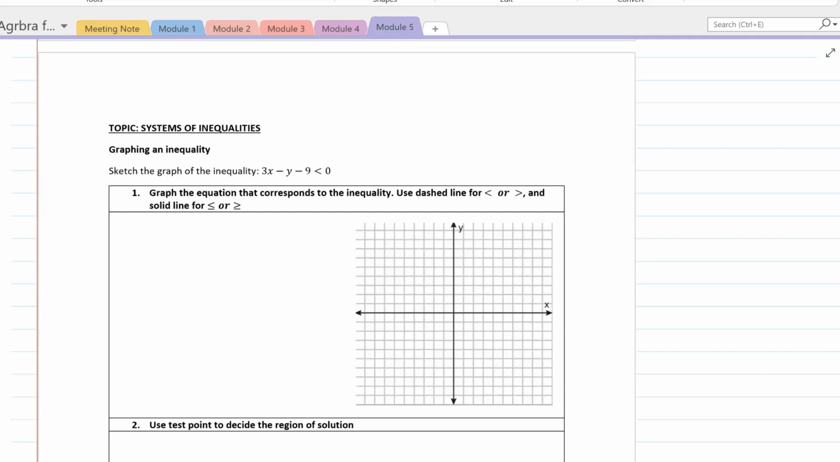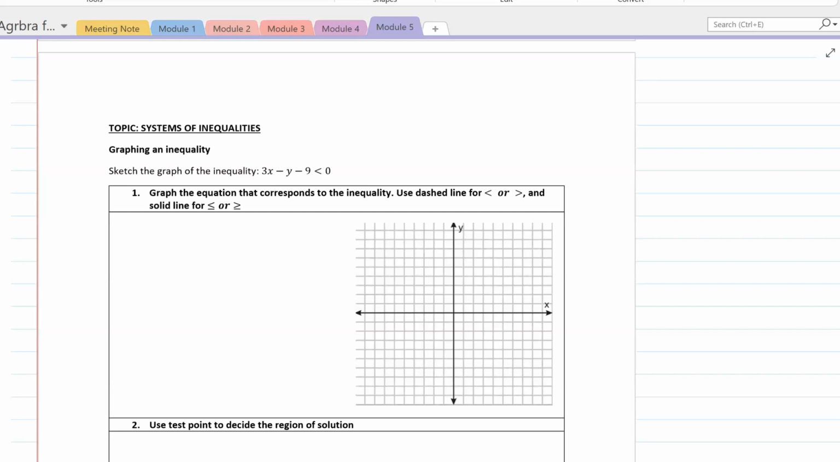System of inequality. So let's start with the inequality itself. We want to get the graph of the inequality 3x minus y minus 9 less than 0. We first will graph this line, and we will use either a dashed line for less than or greater than, and we use the solid line for less than or equal or greater than or equal. So in this case we have a less than, so the graph of this line is a dashed line.